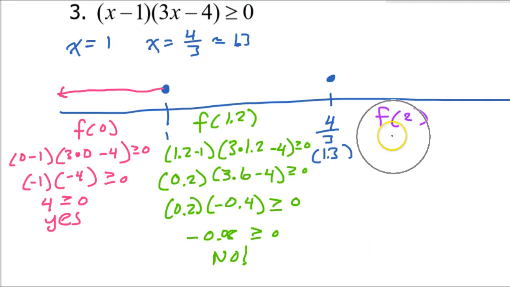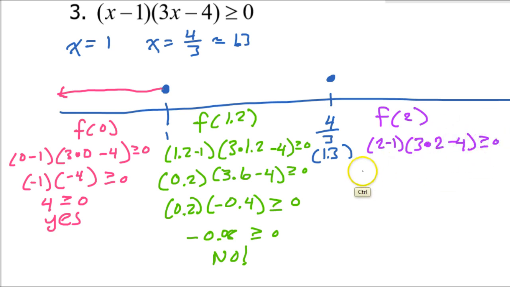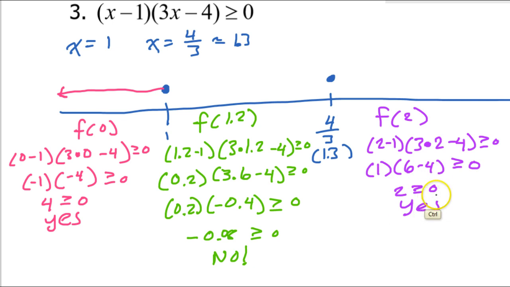So f at 2. This is going to be 2 minus 1, 3 times 2 minus 4. And is that greater than or equal to 0? So that's just going to be 1, and then 6 minus 4, so that's just going to be 2. So yes, 2 is greater than or equal to 0. So that means I have solutions in this interval.